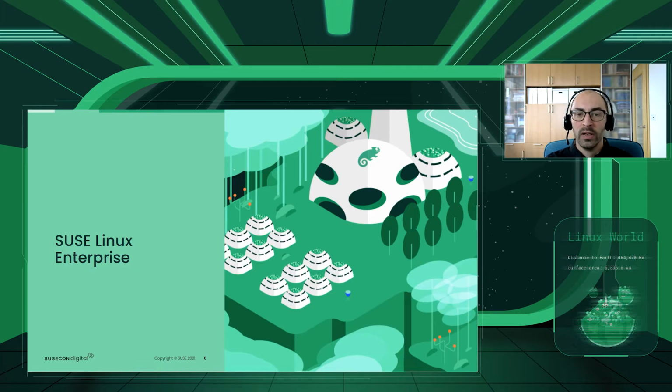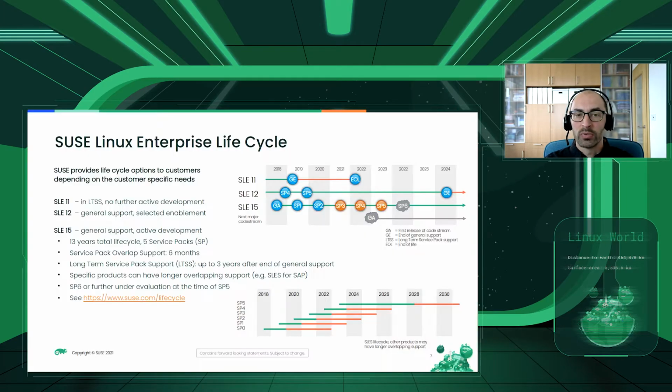Let's focus a little bit on what the SUSE Enterprise Product Family means and how it's released. The life cycle currently focuses on three major code streams. We have SLE 11, which has been around for quite some time. It's end of life in 2022, and we still have quite a few customers running it. It's in long-term support now. There's no active development ongoing, but we still support it for those in really conservative environments, which need that stability and longevity.